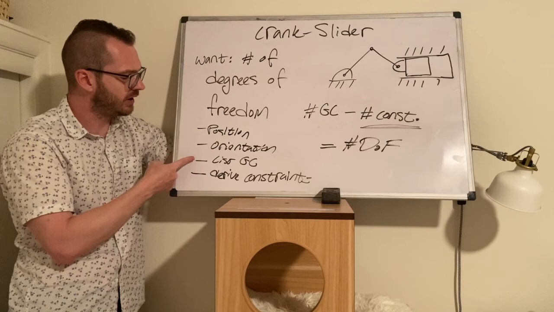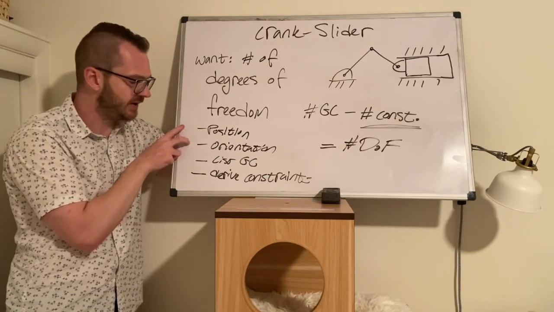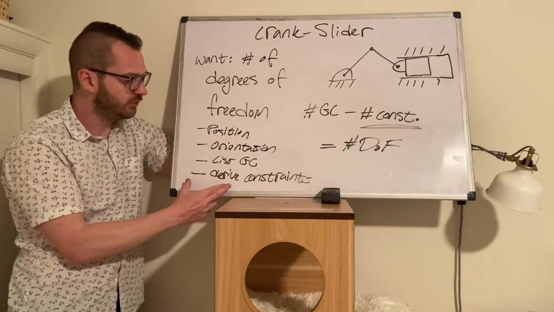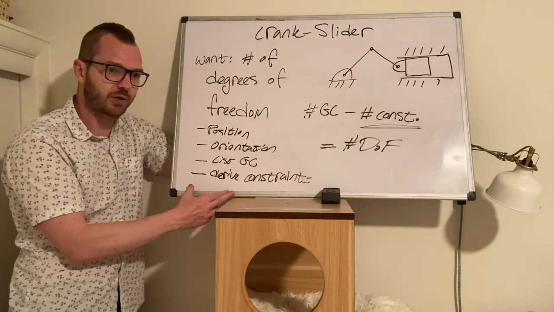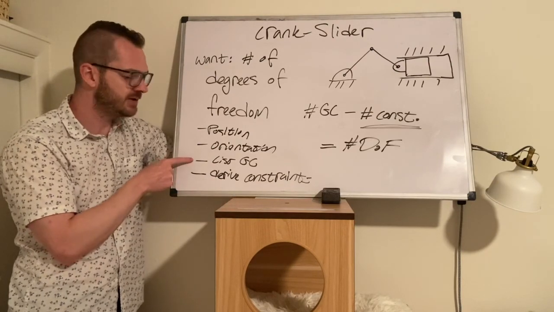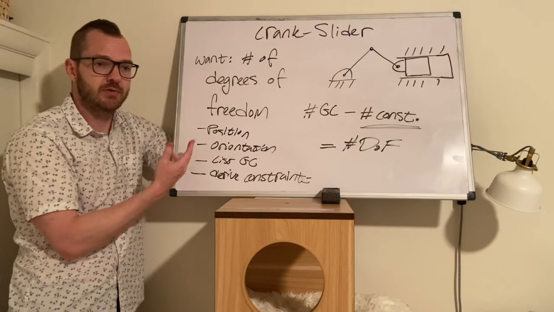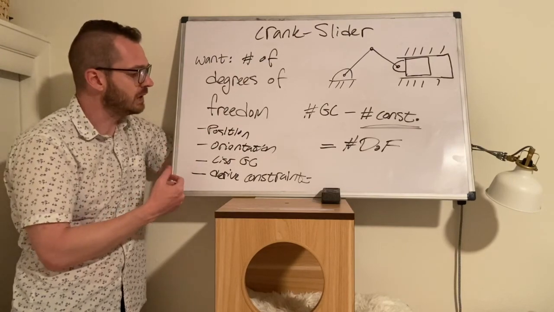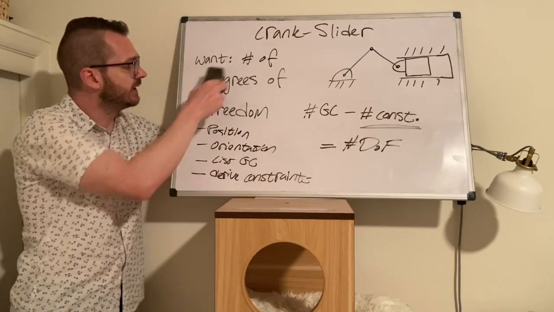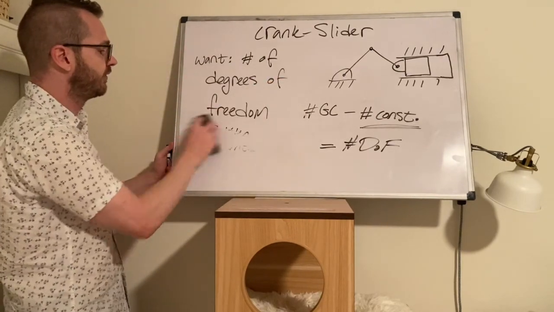The number of generalized coordinates usually comes from position and orientation. Now, sometimes when you start working on your constraints or other parts of the problem, you might realize that you need additional generalized coordinates. That's fine, that happens. You just go back and add it to the list. All right, let's clean this up, and let's do that for this crank slider.